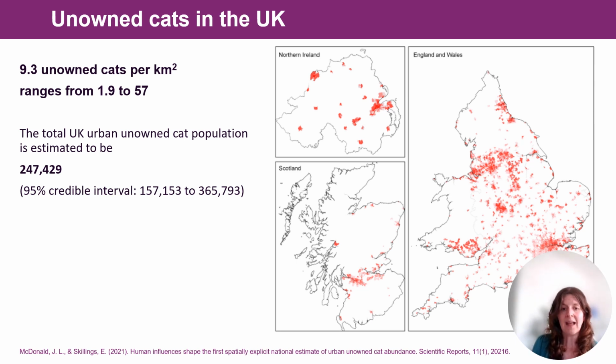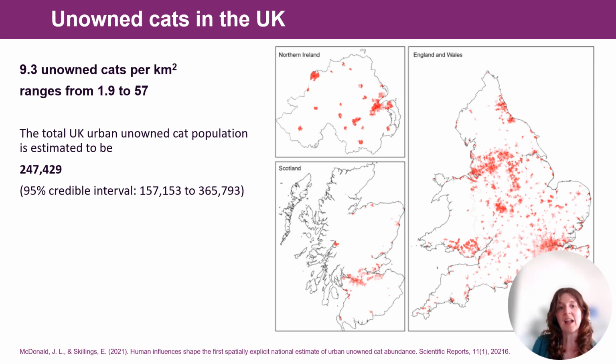And then we can combine that information to give the total UK urban unowned cat population, which we estimated to be around 250,000. One of the additional benefits of this modelling approach is that we can give some certainty to that number. So we have a 95% probability that it lies somewhere between 157,000 to 367,000 unowned cats.